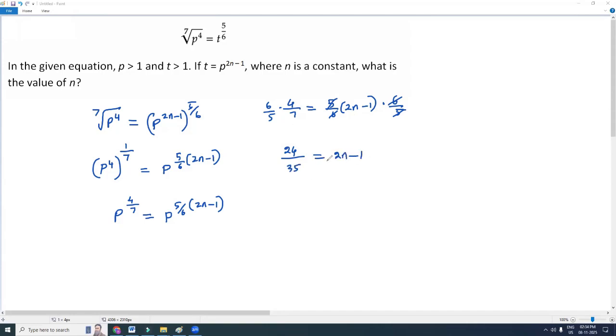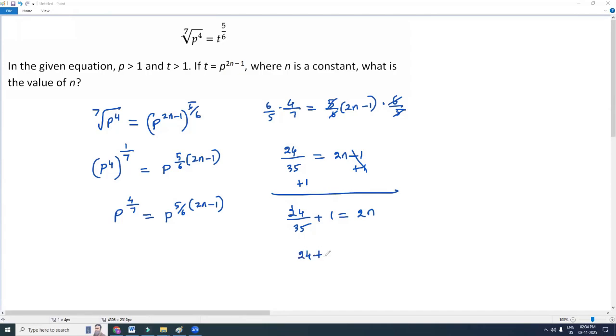Okay, now to solve for n, we have to isolate n. Let me add 1 to both sides of the equation. When I do so, this negative 1 and positive 1 will cancel out. I am getting 24 over 35 plus 1 equals 2n. Okay, here I am adding a fraction and an integer. Whenever I want to do addition or subtraction between a fraction and an integer, I have to multiply the integer by the denominator of the fraction. Once I am done with the multiplication, I can take this 35 as a common denominator.